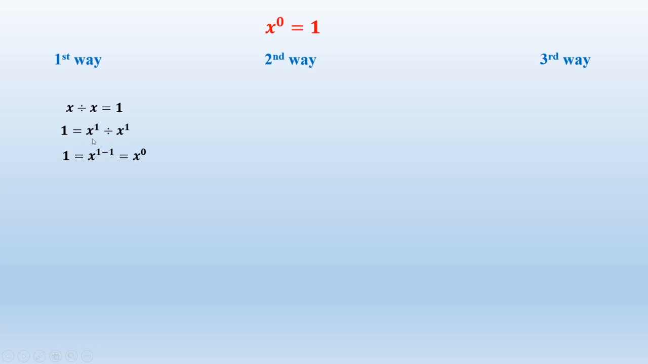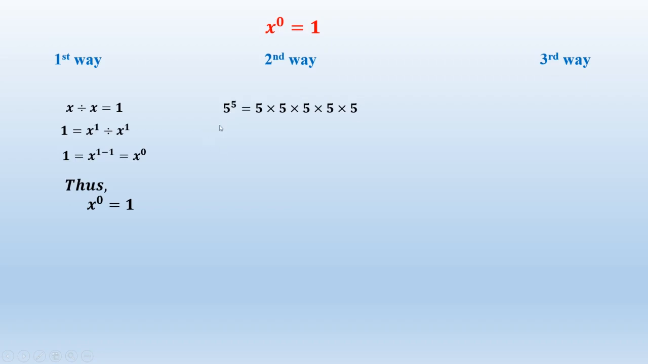So this law states that if bases are the same, then we subtract the powers, provided that there is a division sign in between. So this value x to the power 1 minus 1 will be equal to x to the power 0, which means that x to the power 0 is equal to 1. So thus we can say that x to the power 0 is equal to 1. Now let's see how the second method works.